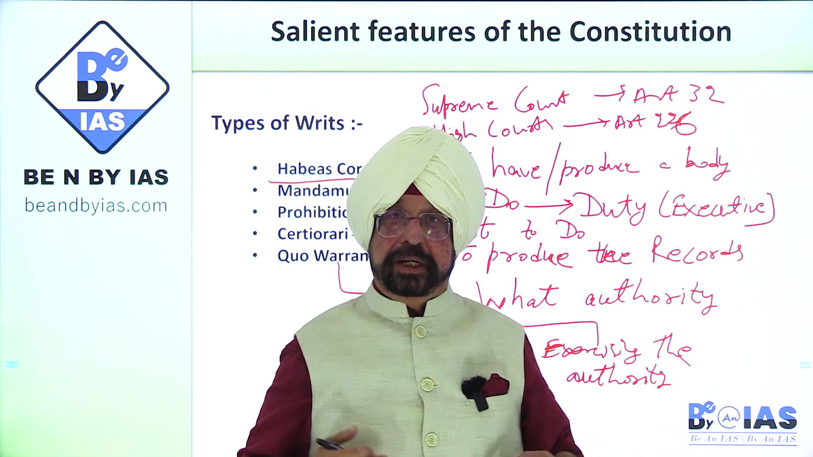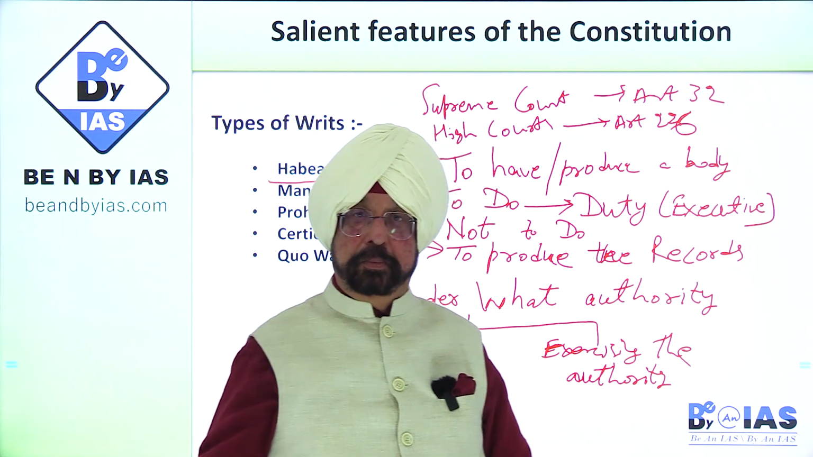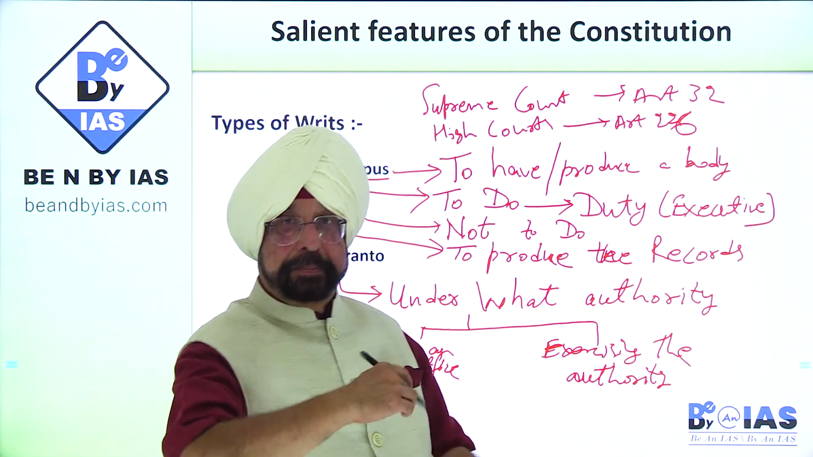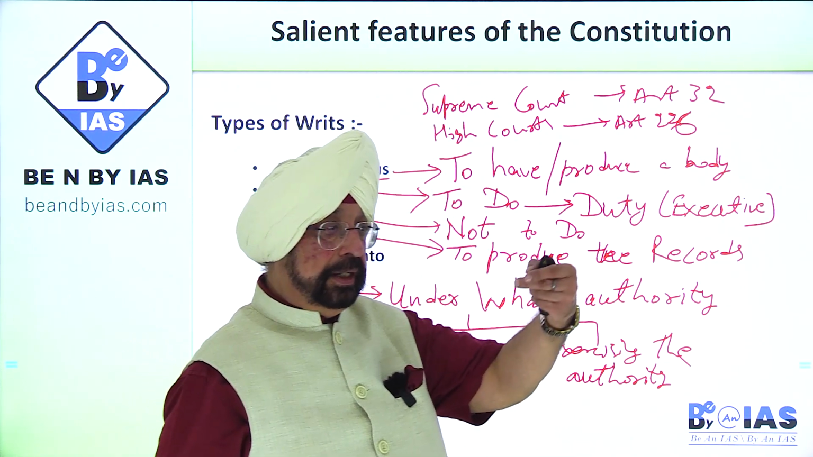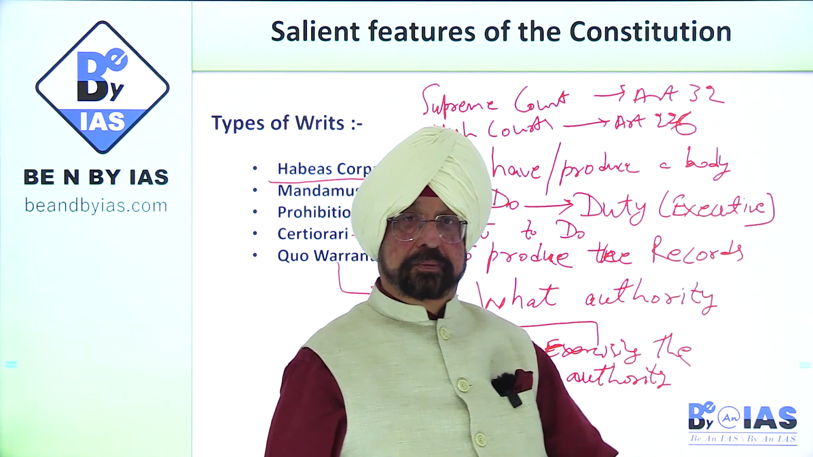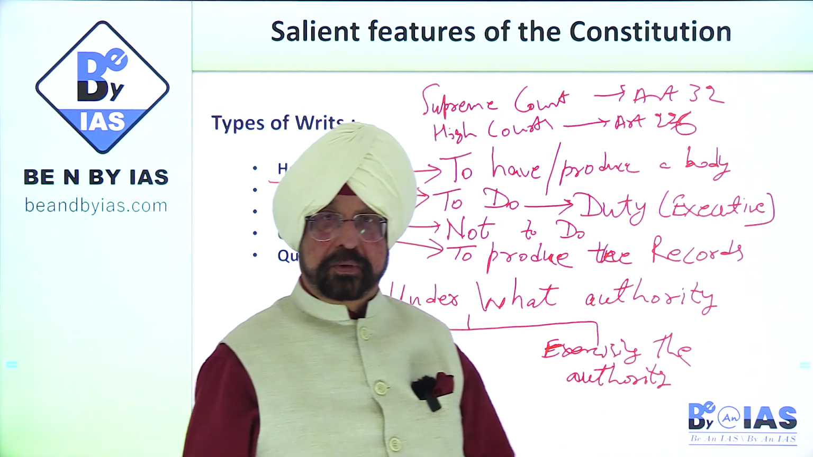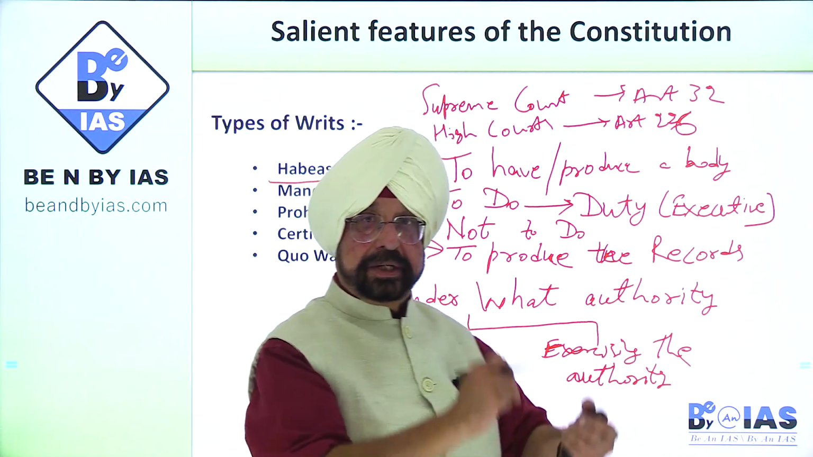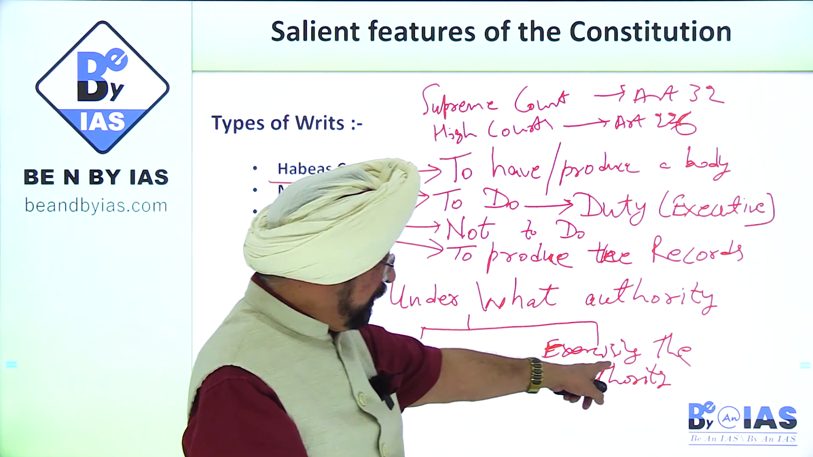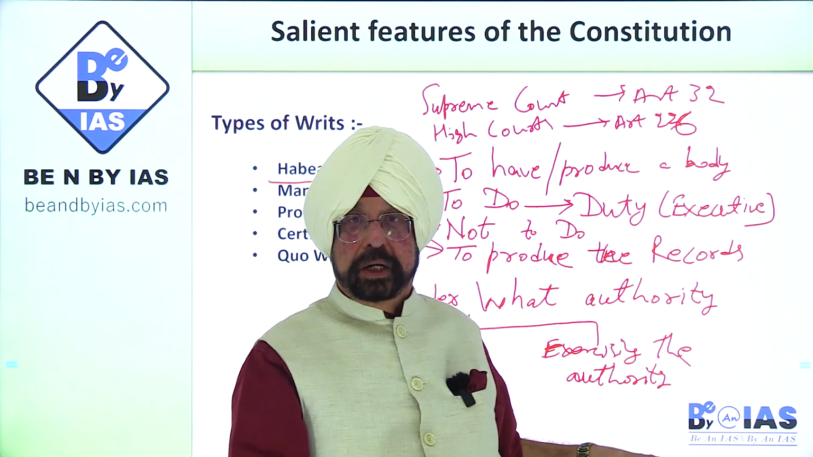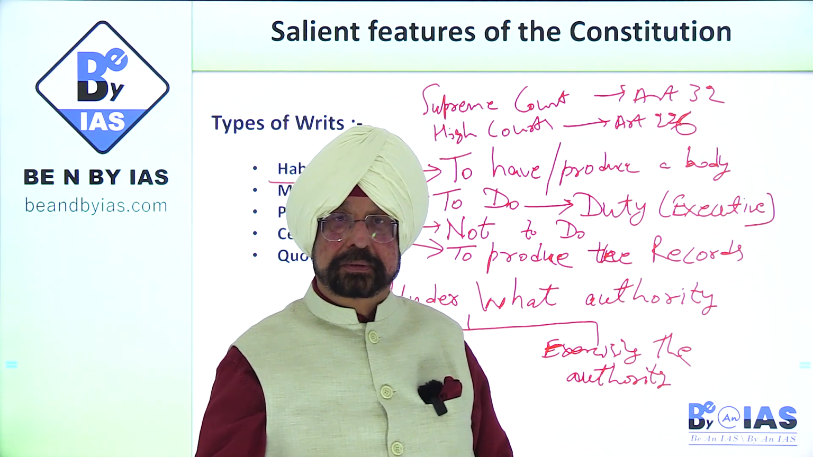Suppose, as a district collector, I have not been appointed by the state government or the competent authority, but I pass certain orders under section 144. I declare that not more than 5 persons will be allowed to gather here, or I issue an order of curfew or some other restriction. So the court will ask me, from where did you get this authority? Under what authority have you issued this order under 144?